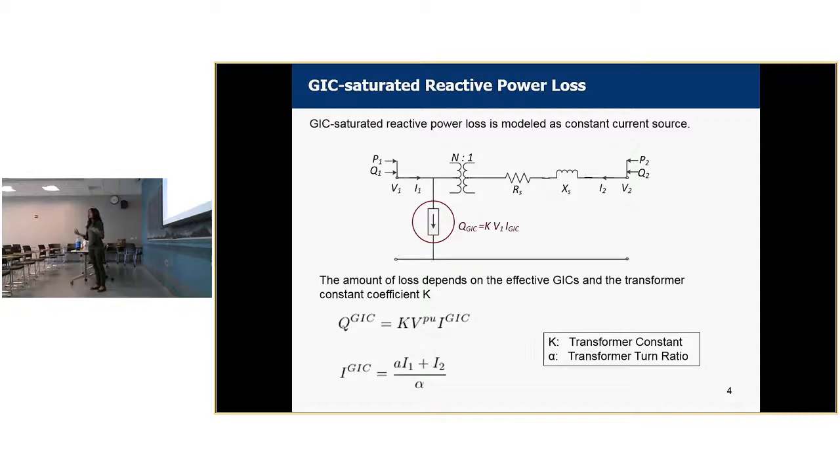When we have some GICs passing through a transformer, it increases the reactive power loss. We model this additional reactive power loss by a DC current source on this parallel branch that you see. And the amount of the DC current is proportional to the effective GICs. I should say that the effective GIC is a function of the GICs passing through the high side and low side of a transformer, and also the transformer turn ratio.